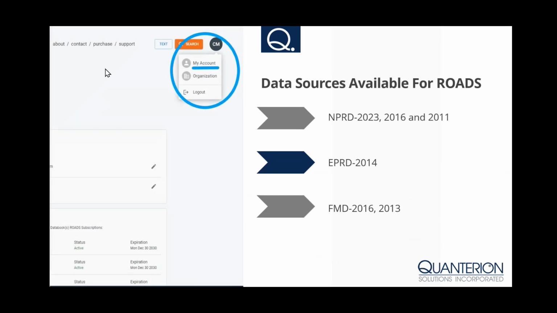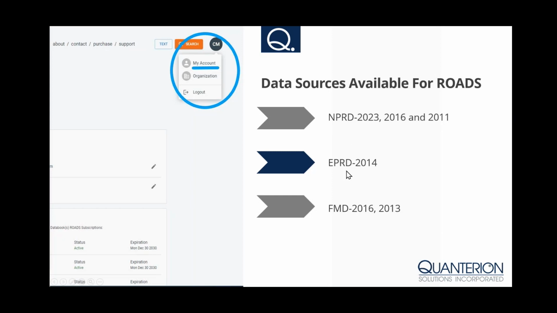To that effect, I'm going to show you some slides right now to give you a map of where I'm going to go. Then we're going to get right into Roads. So this is the lay of the land. Your data sources are set up under your login circle here. You go to My Account, and you can set up which data sources are available.